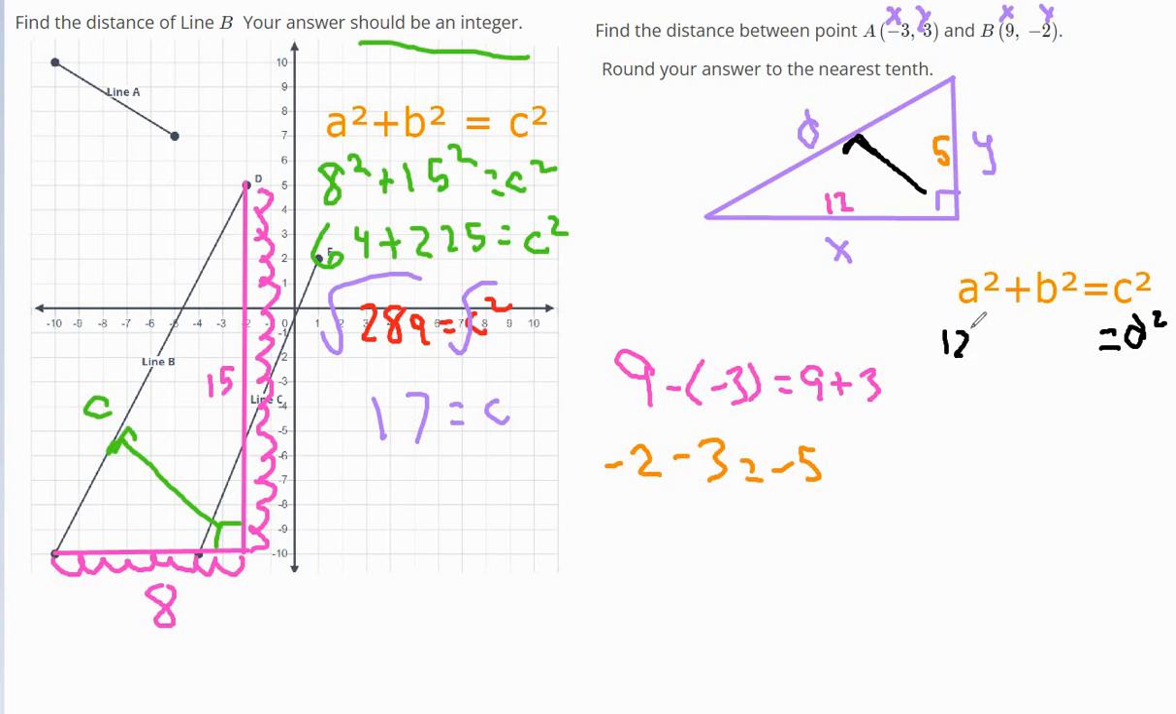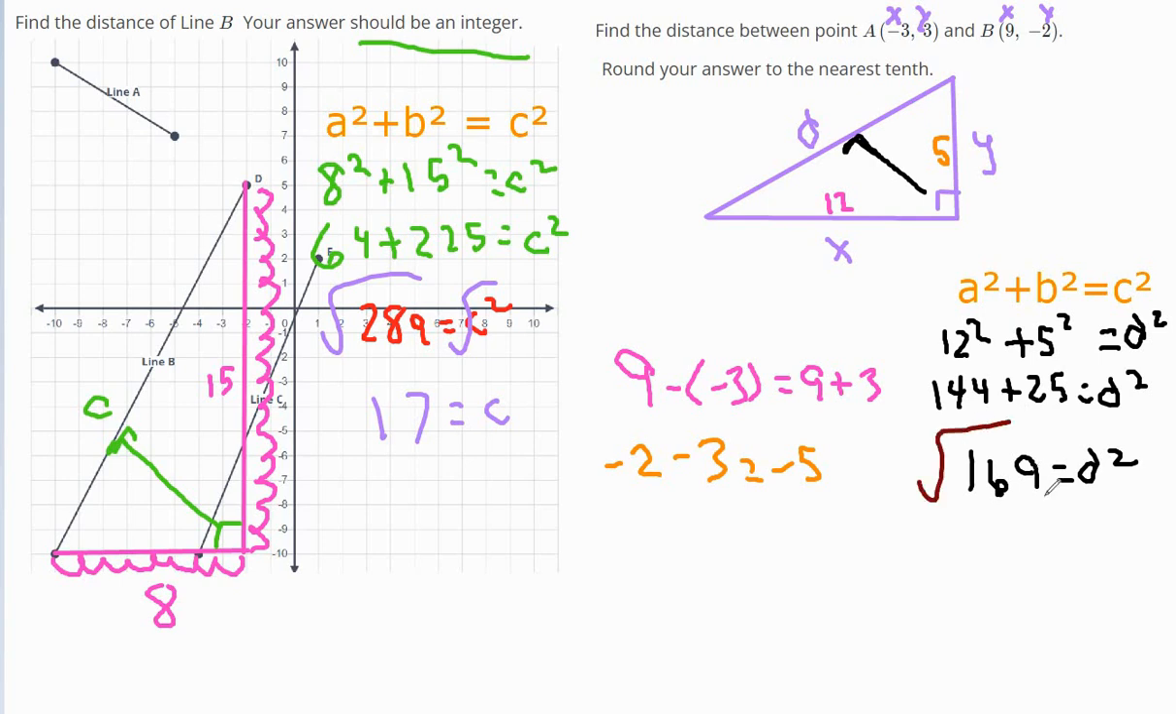The a squared could be 12 squared, and the b squared can be 5 squared. The a and b are interchangeable. 12 squared, 12 times 12 is 144. 5 squared, 5 times 5 is 25. And it looks like this one's going to be an integer as well, so we don't have to round it. 144 plus 25 is 169. And the opposite or inverse of a square number is the square root. And the square root of 169 is 13, so that's going to be the distance.